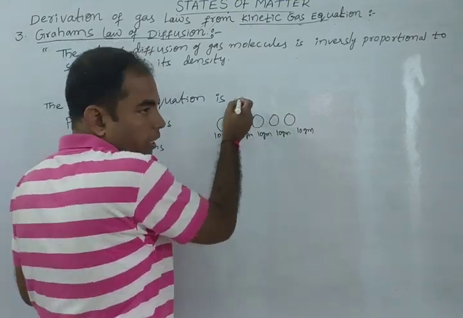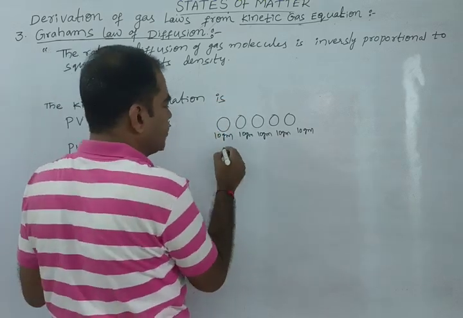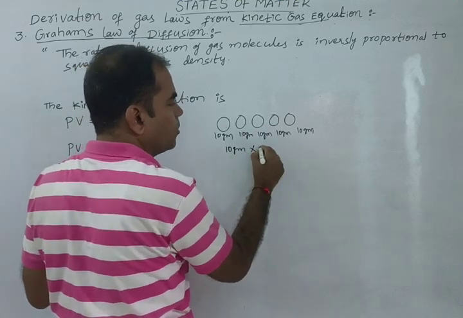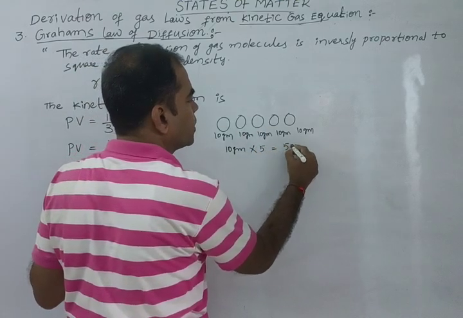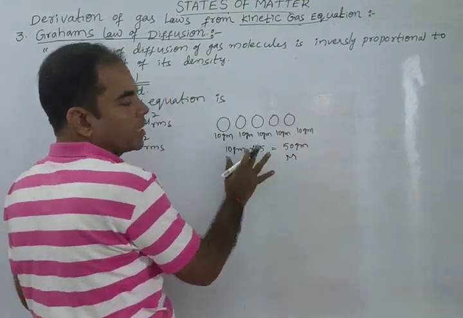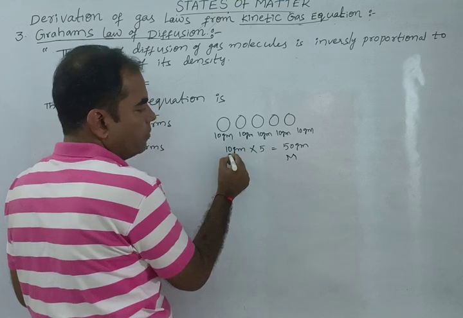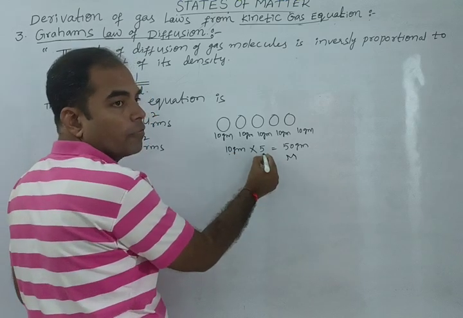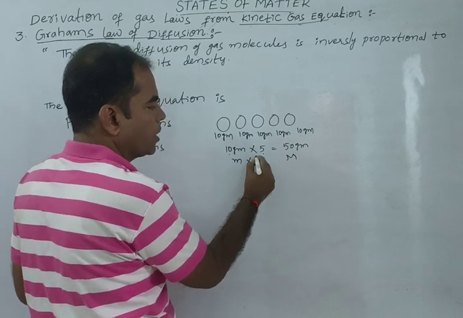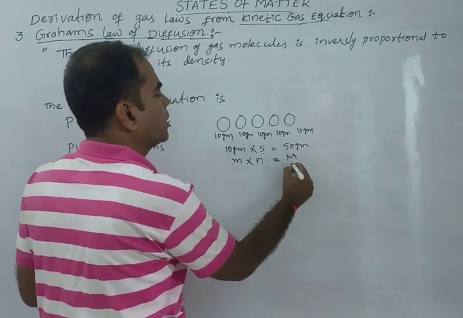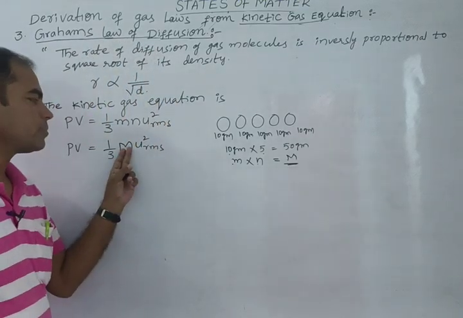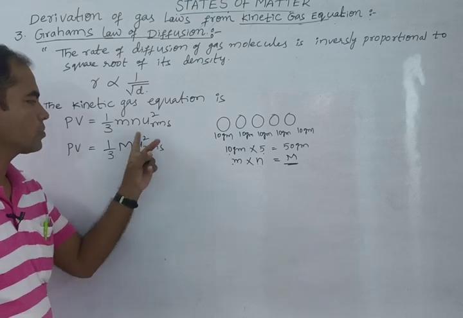That means the total mass equals 10 grams of each sphere into the number of spheres. How many spheres? 5. That means 50 grams. This is the mass of the total gas molecules. Here the mass m into the number of spheres n, m into n, can I represent as the capital M? Right, molar mass.